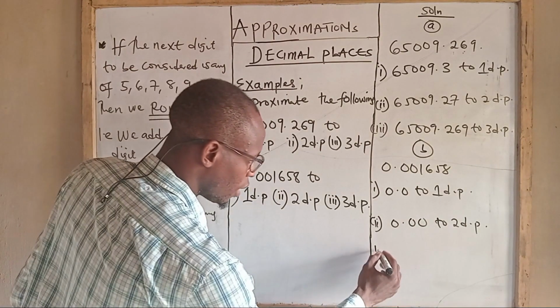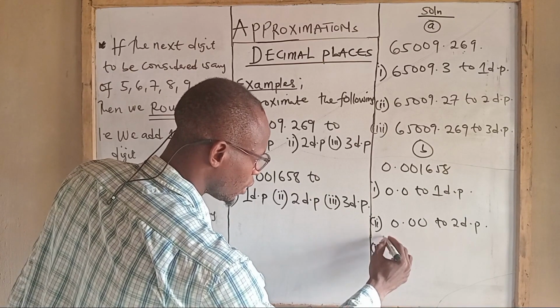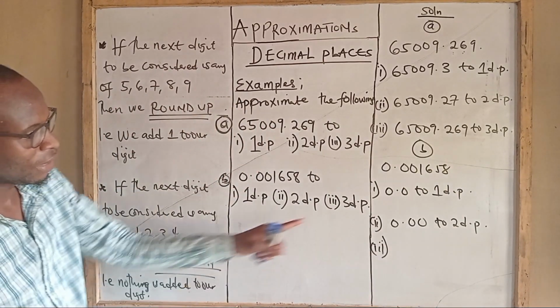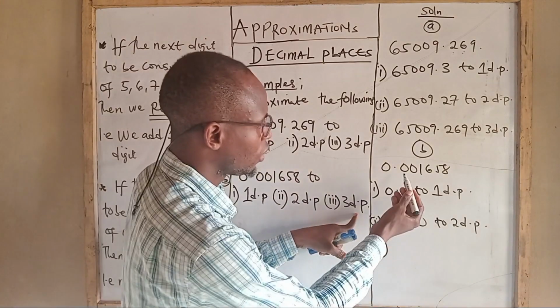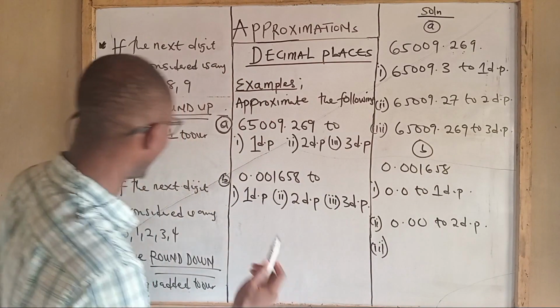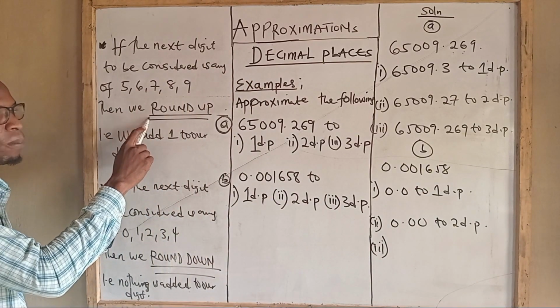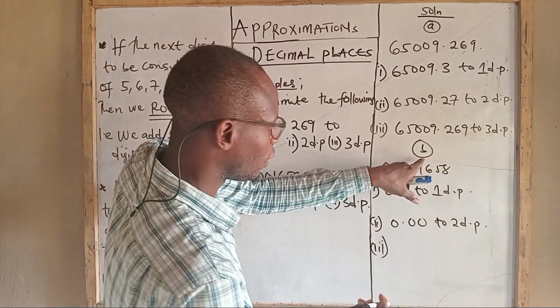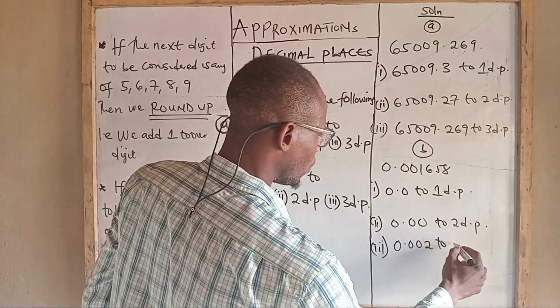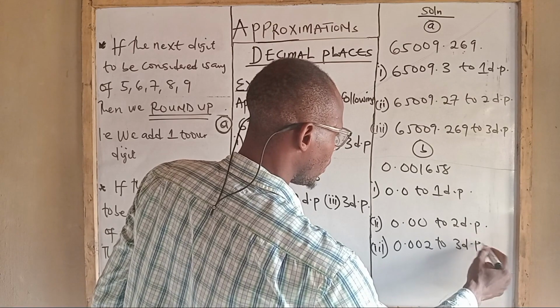Then the last question, you have to approximate the same number to 3 decimal places. So if you count 1, 2, 3, look at the next digit here. It falls in the category of round up. Now we are meant to add 1 to this 1. You have 0.002 to 3 decimal places.